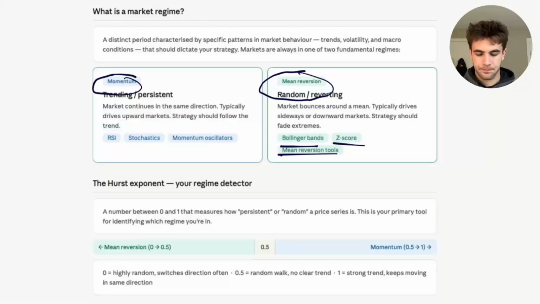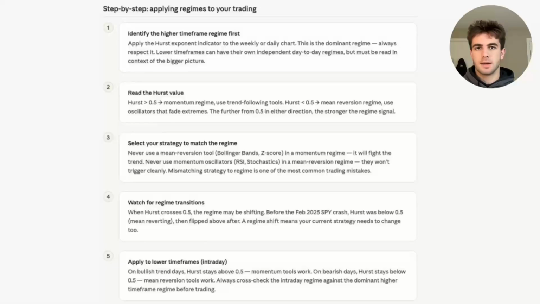So the Hurst exponent, like a Sharpe ratio, is a number, and it tells you what regime the market is in. Is it in a momentum market, or is it in a mean reversion market? So with a Hurst exponent below 0.5, that is going to be a mean reversion market typically. And a Hurst exponent above 0.5, that is normally going to be a momentum following market. So this is a step-by-step guide of how to use a Hurst value and market regimes in your trading.